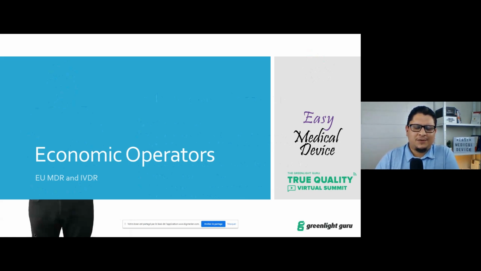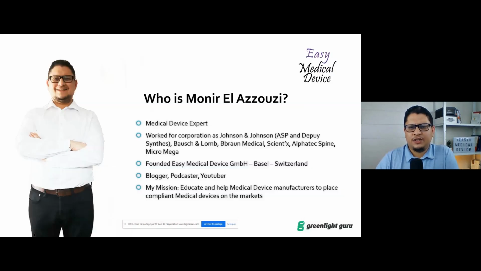My name is Monir El Azzouzi. I'm a medical device expert, specialized in quality and regulatory affairs. I have been working for 15 years in the medical device industry. I worked for big corporations like Johnson & Johnson, Bausch & Lomb, B. Braun Medical in Europe, Scientix, Alphatec Spine, and Micromega. I covered many industries like orthopedic, ophthalmology, stabilization, and traumatology, so I have a lot of experience in this area.